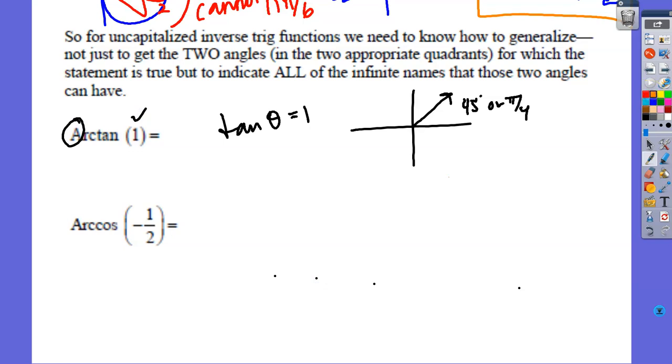Tan is allowed to be in the fourth or the first, and it's positive in the first. So this angle could only be pi over 4. It can't be any other version. Let's try this guy. If you want to pause, you can.